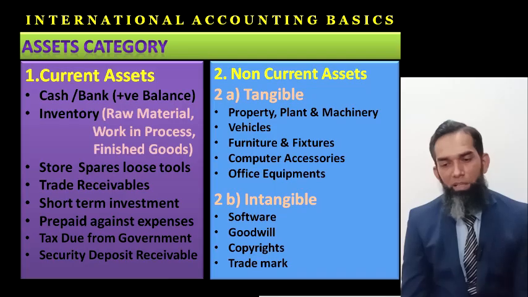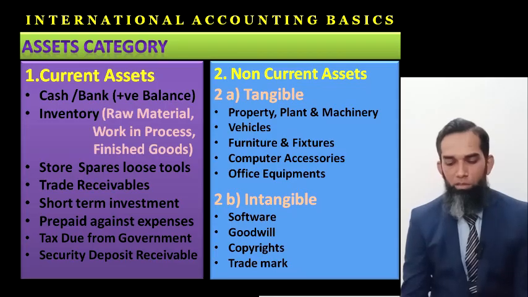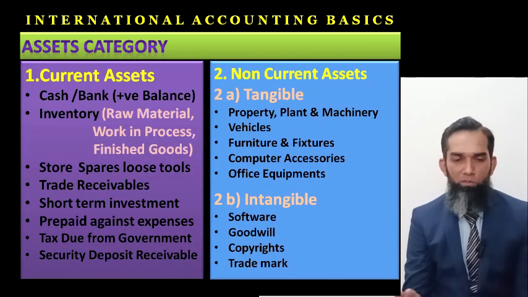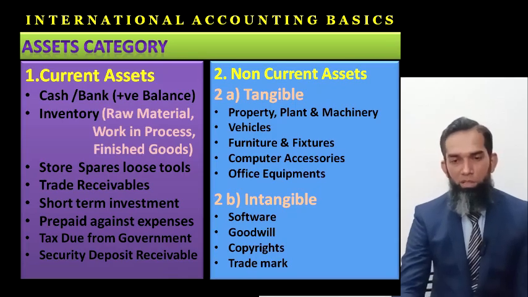Those assets are also classified as intangible assets that cannot be touched easily. Software, goodwill, copyrights and trademarks are amounts the company invests in to run the business and to grow financially. If we go to the next slide, we have covered the current assets and non-current assets section. What are the current and the non-current assets?